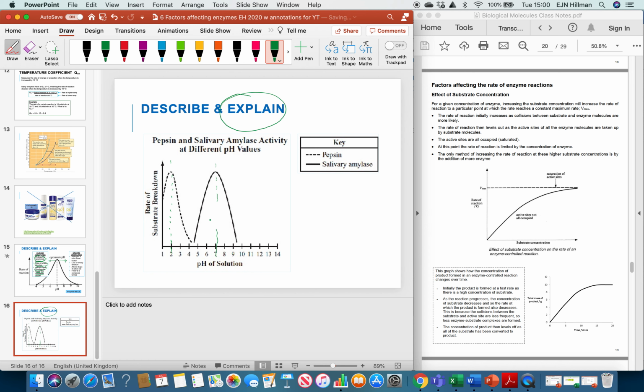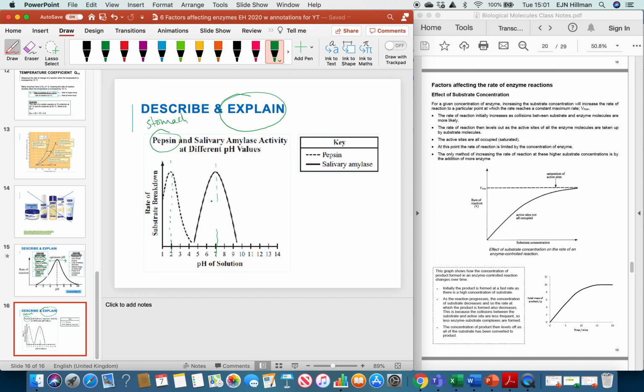Extra little explanation for this graph though. Why do they have such different curves? Well, you may know that pepsin is found in the stomach. Okay, released into the stomach as pepsinogen, converted into pepsin. Pepsin in the stomach has an optimum pH around pH 2 due to that presence of the hydrochloric acid in the stomach. Salivary amylase has a pH around neutral due to the pH in the mouth.